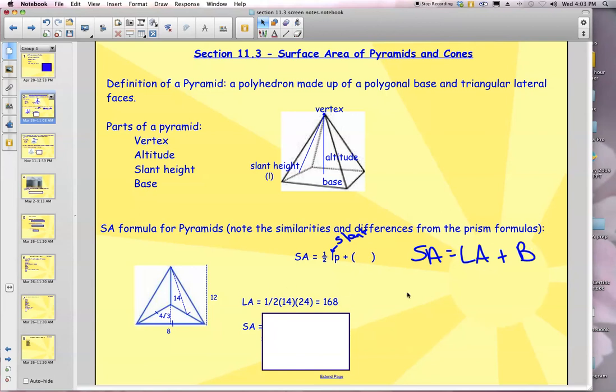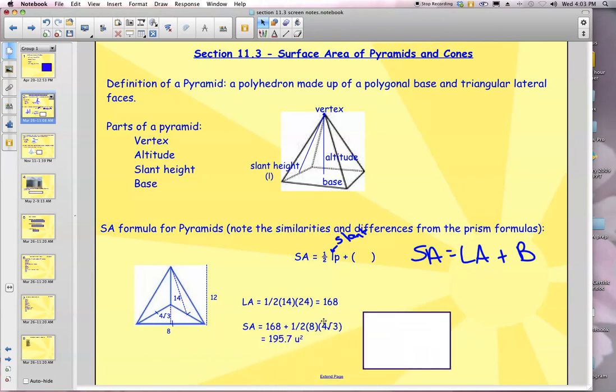To get our surface area, all we have to do is add on the area of our base. Our base is a triangle, so the formula is 1/2 base times height. So we will add in 1/2 times 8 times 4 times the square root of 3, because that's the height of our base. And that becomes 195.7 square units.